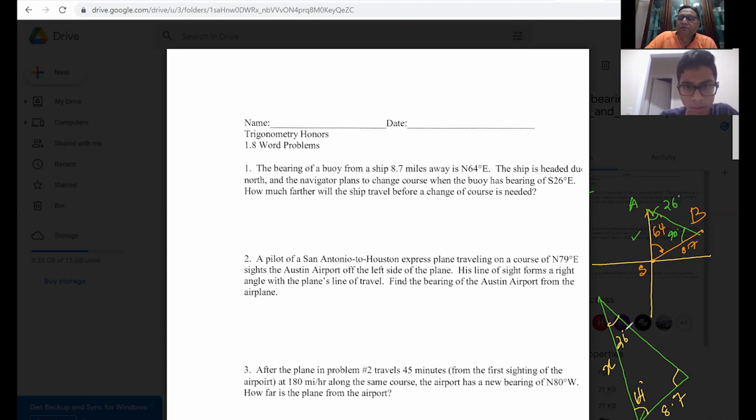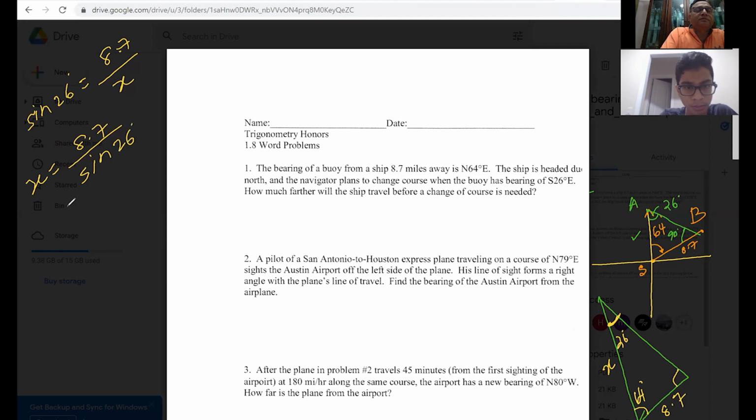So in this particular diagram, if you go through angle 26, you can use sine. Correct? Sine of 26 is 8.7 over x. So x is equal to 8.7 over sine 26. And then you just get 19.85 miles. So that is how you're going to solve. Correct? Now let's look into the next example.